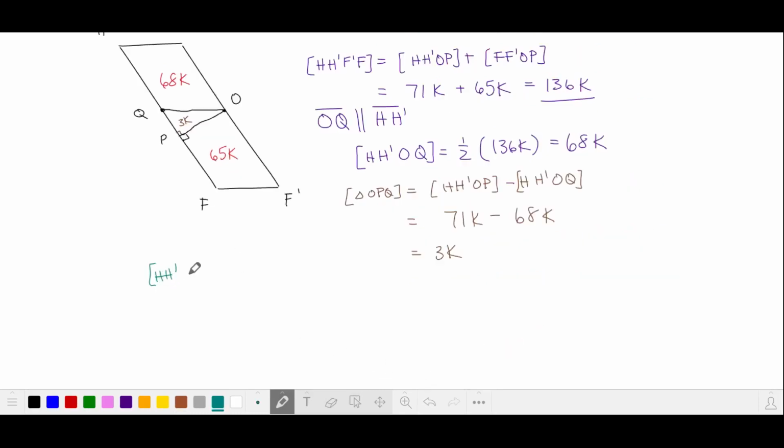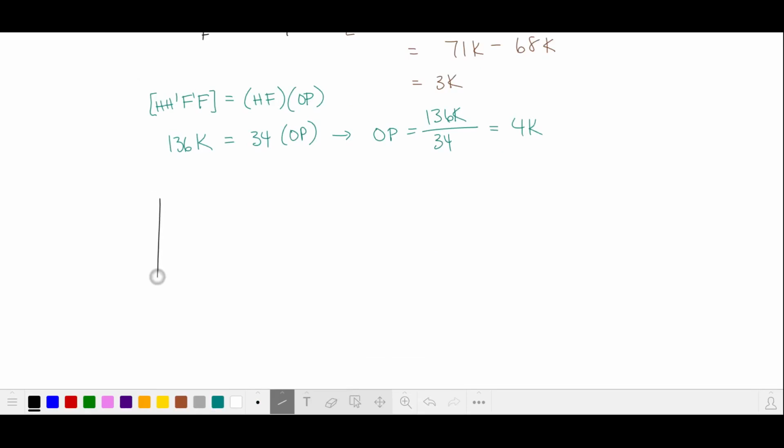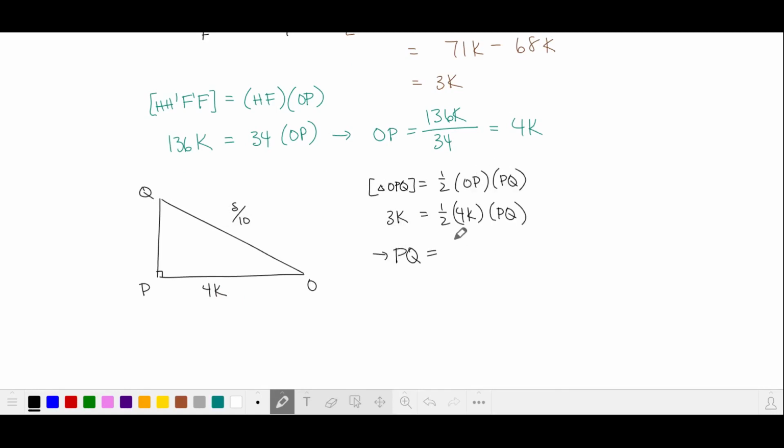We can also use the area of our parallelogram to find the distance from O to P. The area is base times height, and as our base we're using HF. We're given in the problem statement that's 34. And again, the area of the parallelogram is 136k, so we'll solve for OP. So OP is equal to 4 times k. Let's collect all the information that we have about this right triangle OPQ. The hypotenuse is S/10, OP has length 4k, and the area of the triangle is 3k. That's 1/2 base times height, so we'll solve for PQ, which is 3/2.